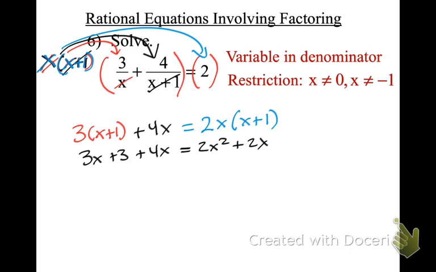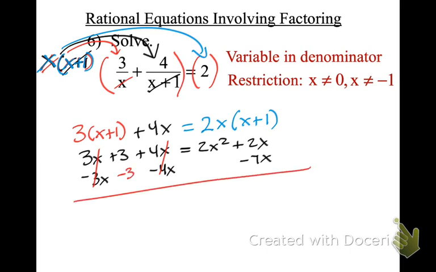Move everything over. Minus 3x minus 4x. I'm just zeroing these out. You guys with me that these two make 7x on this side? And then I'm going to subtract 3. So now I'm left with 0 equals 2x squared minus 5x minus 3.